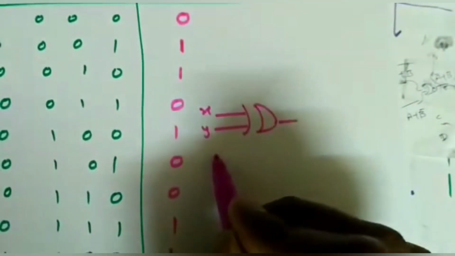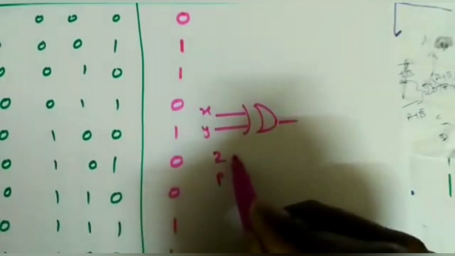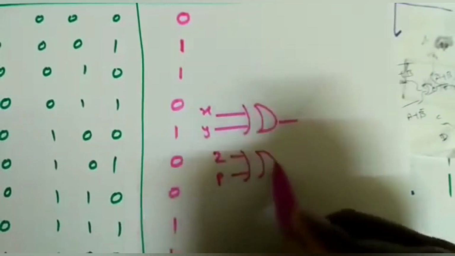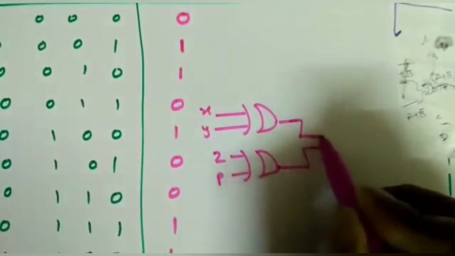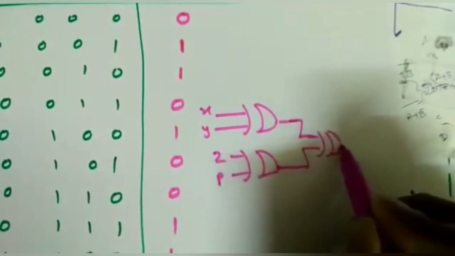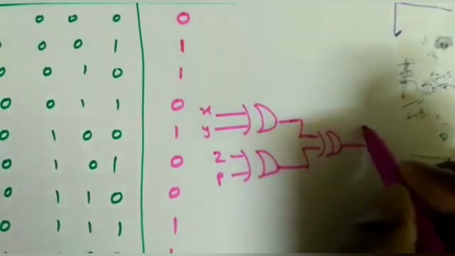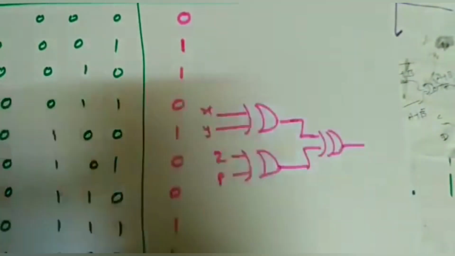So it is nothing but the exclusive OR function. What is the circuit for the checker? This is X, Y going to one exclusive OR gate, then Z and P, which is the parity bit, going to another exclusive OR gate, and both go to one more exclusive OR gate. That is a 4-input exclusive OR function, and this is the checker output.